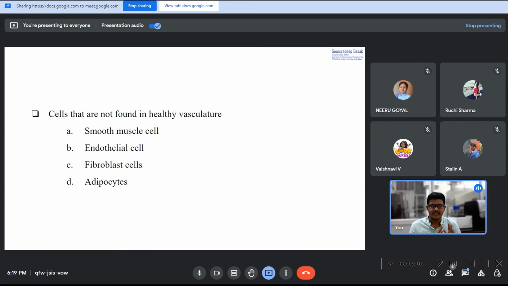Cells that are not found in healthy vasculature: smooth muscle cells, endothelial cells, fibroblastic cells, and adipocytes.